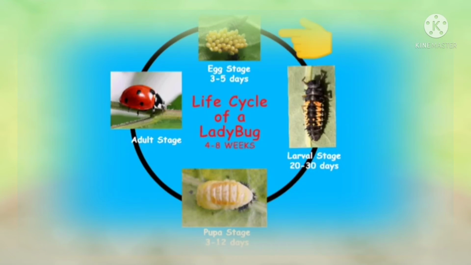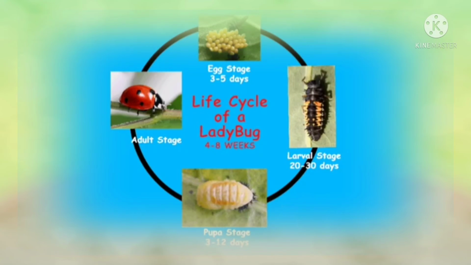Then, followed by the second stage, larva. A ladybug larva hatches from each egg. The larva looks different from the adult. Then, the third stage is what we call pupa. The larva becomes a pupa. During this stage, it doesn't move as it slowly changes to an adult.